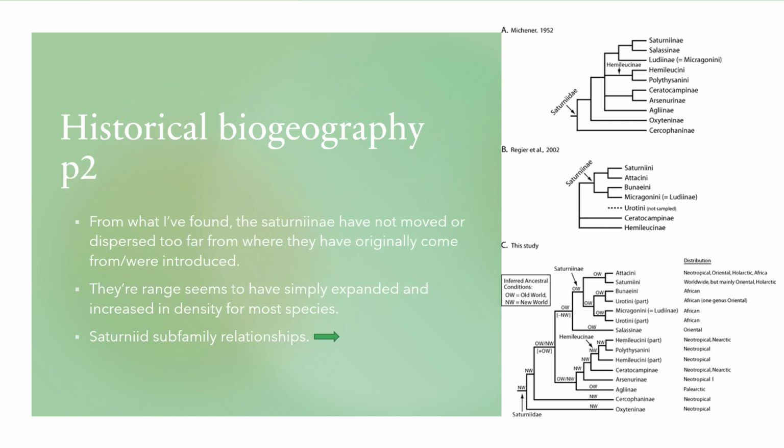Alright, so a bit more on that. From what I've found, the Saturniinae have not moved or dispersed too far from where they originally came from or were introduced to. Their ranges seem to have just expanded and increased in density for most species. Looking over more of those maps, and those three examples I showed you, I looked over many of those, and they all seem to point to that. And then over here on the right side, I just have a little image from one of the papers I was looking at. That's Saturniid subfamily relationships. You can look at that in depth if you want to pause the video here.